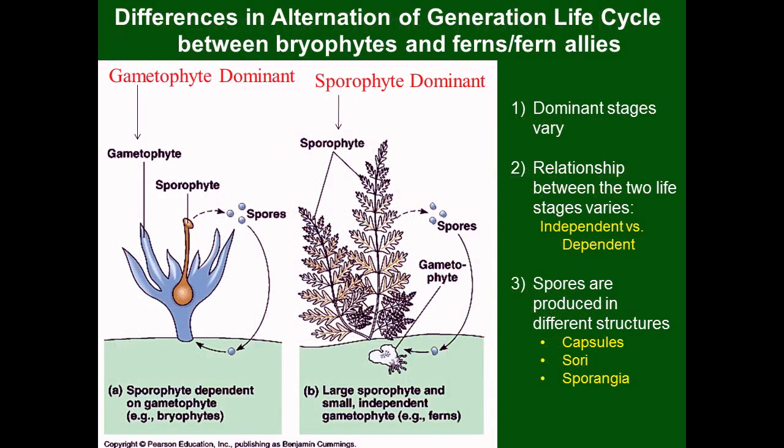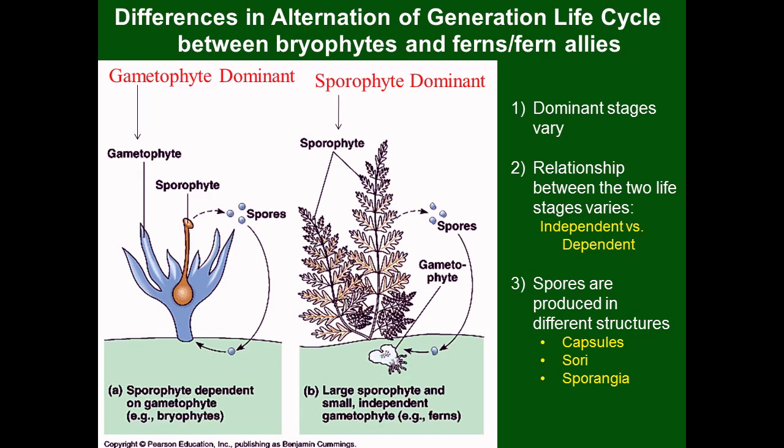The differences in alternation of generation life cycle between bryophytes and ferns and fern allies are: 1, the dominant stages vary. So we can see off to our left we have a bryophyte, and off to our right we have a fern. On the left, the sporophyte is dependent on the gametophyte in mosses, as we remember. If we look off to our right, though, we can see our fern. We have the sporophyte and the gametophyte as 2 separate individuals. So the large sporophyte and the small independent gametophyte, whereas the sporophyte is dependent on the gametophyte in mosses.